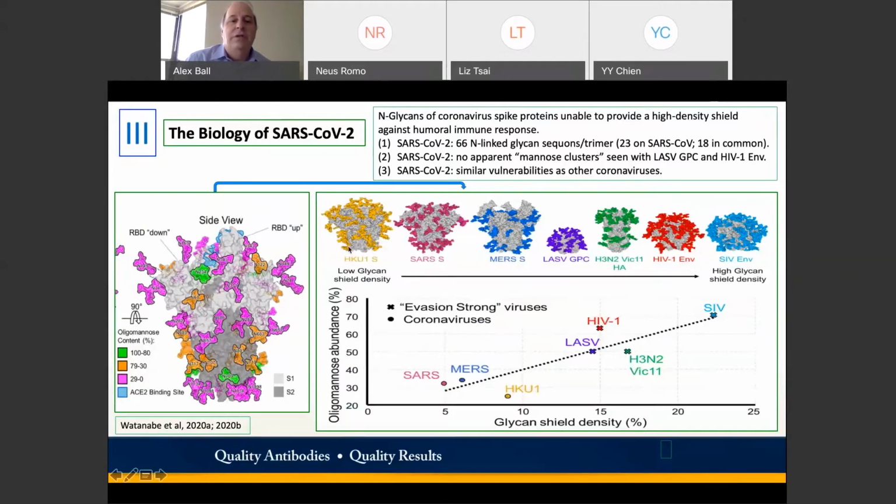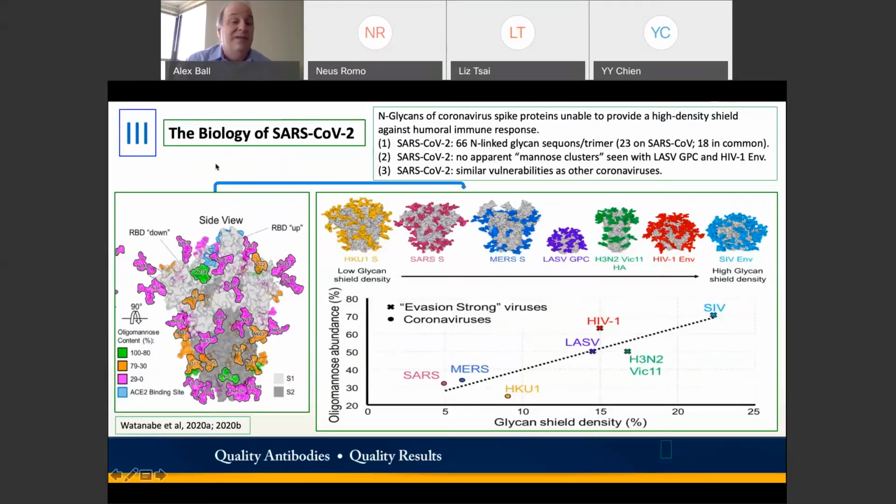But what was interesting, and this is based on a couple of papers from the Crispin lab, is that this coronavirus spike does not have a high glycan shield density. So this spike is actually more susceptible, as is the case with other coronaviruses indicated here, to a humoral response, and that seems to go along with what we're seeing in the early vaccine trials.